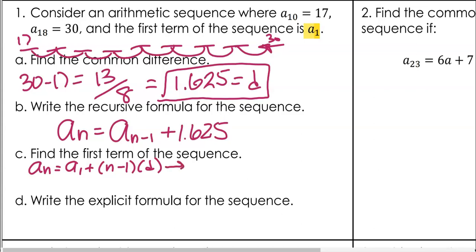Do you want to use the 10th term or the 18th term? 10th term? Sounds great. So to get to our 10th term, we took our first, which we don't know right now, and we added to that 10 minus 1 times d, which is 1.625. What else do I know? What was the 10th term? 17. So I did all that to figure out that it was the 17. The value was 17.